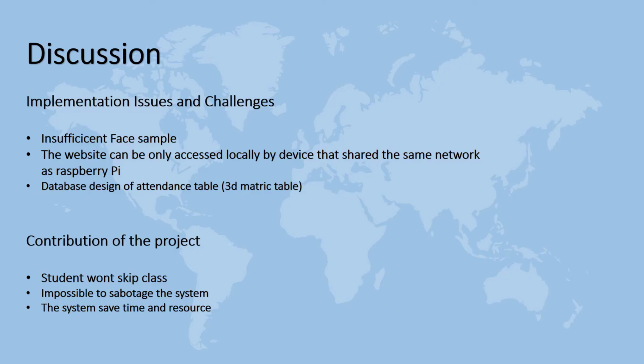Discussion. We faced a few challenges in this project. First, insufficient face samples. Even though there are not enough face samples, the system is still able to update attendance for different courses. Second, the web page can only be used locally. This can be solved in future with port forwarding. Third, database design. The attendance table is a 3D table with many-to-many relationship. We got help from the internet and our SV to solve the problem.